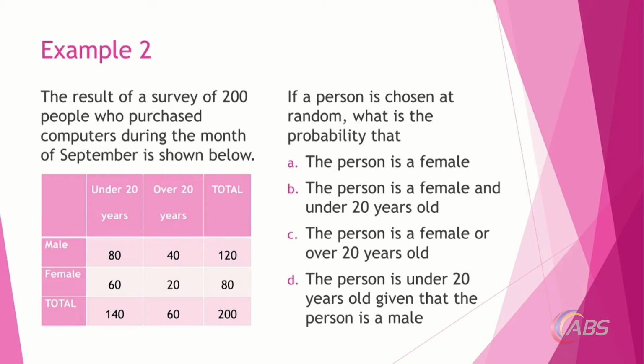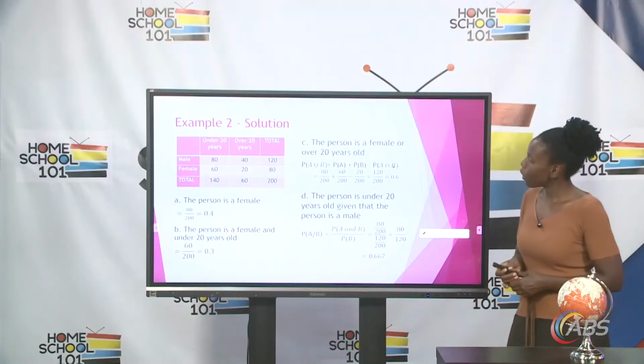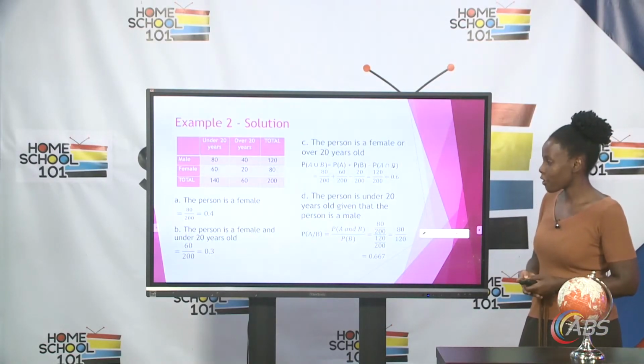Now, the question states, if a person is chosen at random, what is the probability that the person is a female, the person is a female and under 20 years old, the person is a female or over 20 years old, and that the person is under 20 years old, given that the person is male. So let us go through the solution.